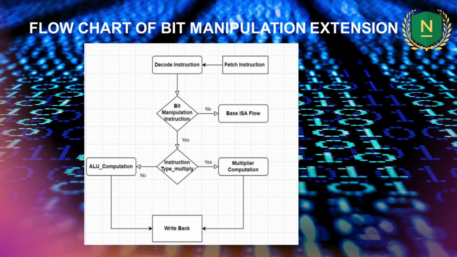This flowchart shows the general process for handling bit manipulation instructions. It starts with the instruction fetch and decode. Then it checks if the instruction is a bit manipulation instruction. If it is, it determines the type of bit manipulation, ALU or multiplier, and performs the corresponding operation. If it is not a bit manipulation instruction, it follows the base ISA flow. Finally, the result is computed and stored.